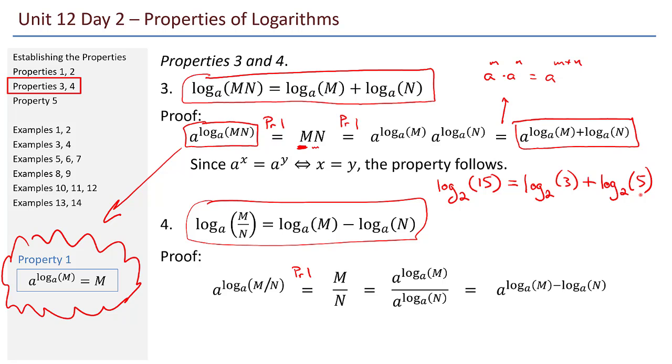For property 4, how about something like log base 3 of 2/7. And that will be the same as log base 3 of 2 minus log base 3 of 7. There we go. So it kind of simplifies it a little bit. It's nice to get rid of those fractions and just turn it into subtraction.